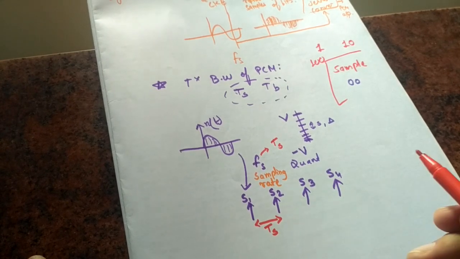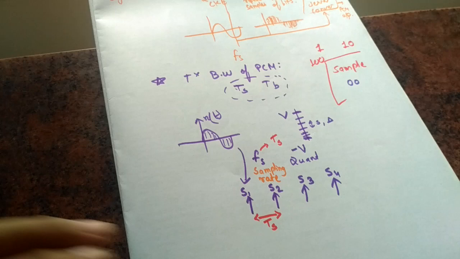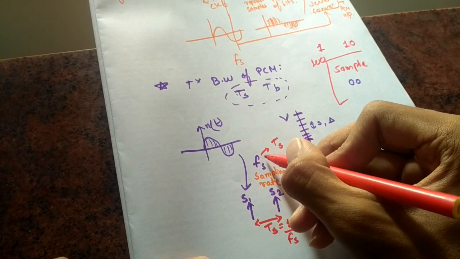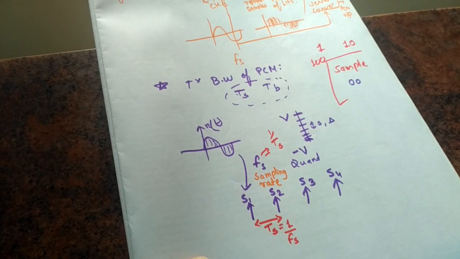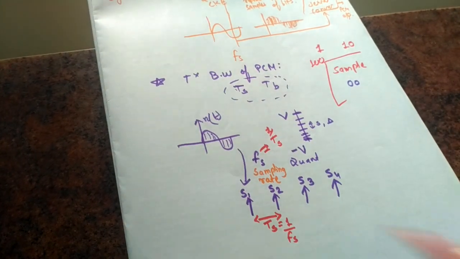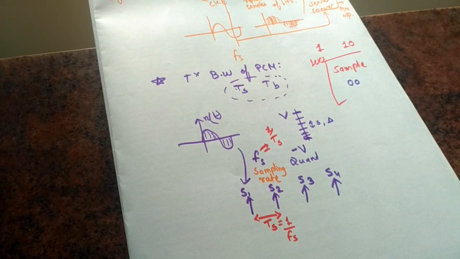So I am just writing for one. This is Ts, which is nothing but 1 upon fs. So this fs is nothing but 1 by Ts. We can write like this: fs equals 1 by Ts, and Ts equals 1 by fs.